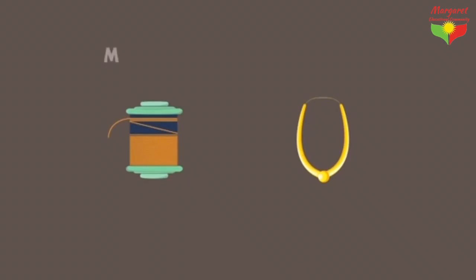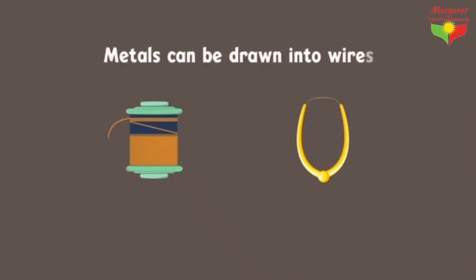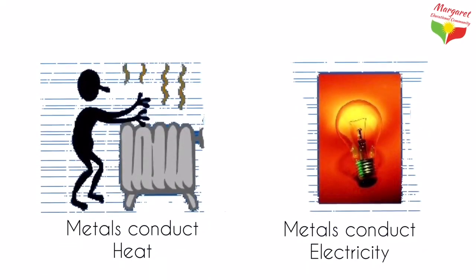Metals can be drawn into wires. This characteristic is called ductility. They also can conduct electricity and heat.